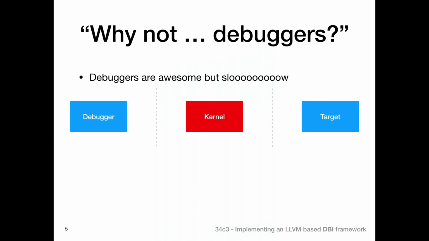So far, one of the questions that you might be asking is, why not use debuggers? Because debuggers can do all of that. The problem is that debuggers, although they are awesome, are meant for humans, not for machines, and they are very slow.